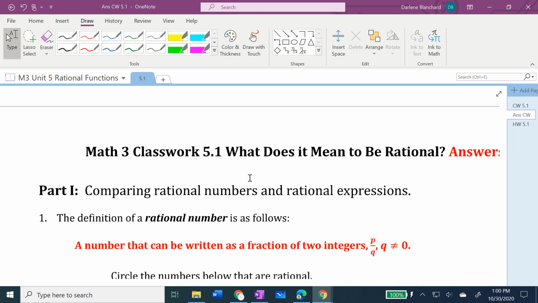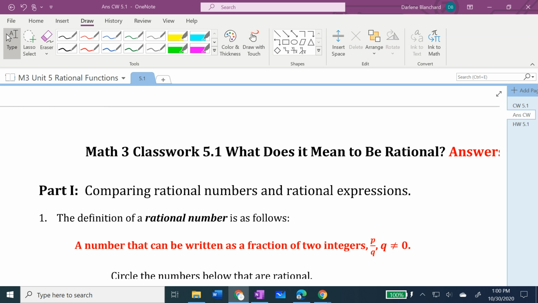Okay, so classwork 5.1. Rational functions. First, we're going to start with, do you recall what a rational number is? Does this sound familiar to you? If I can hear from you, in chat or a nod, do you remember learning what a rational number is? That it is an integer divided by another integer?